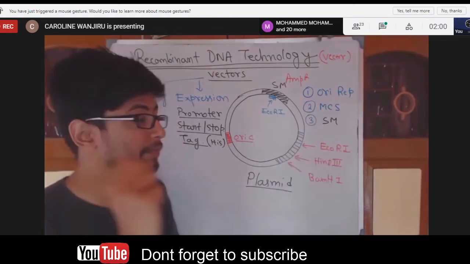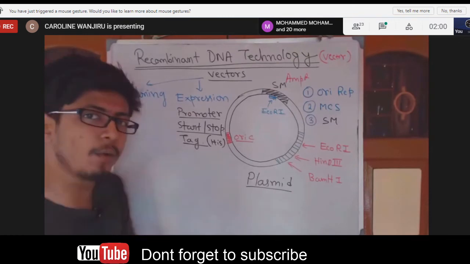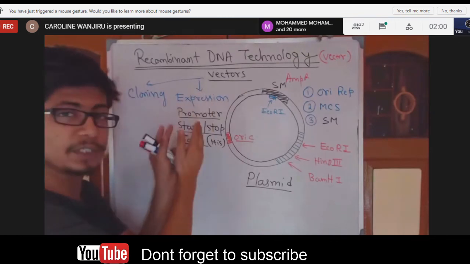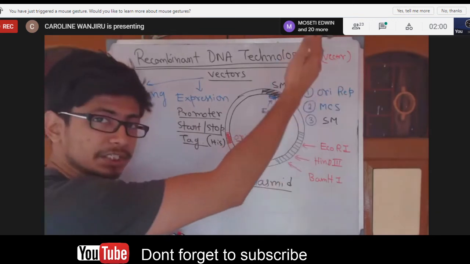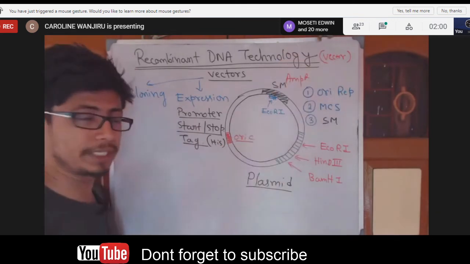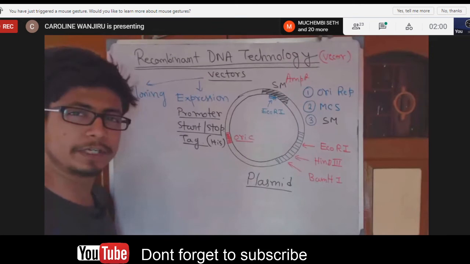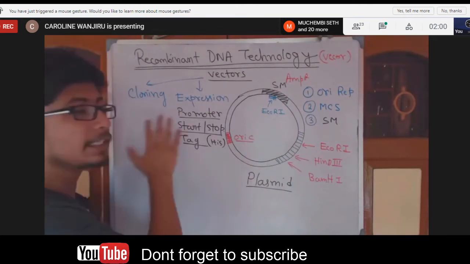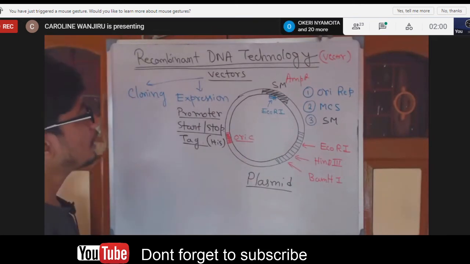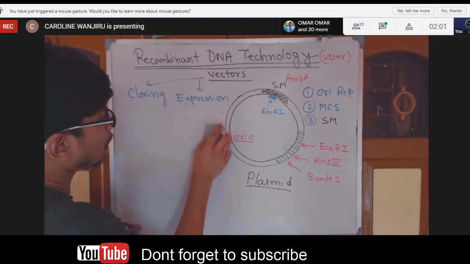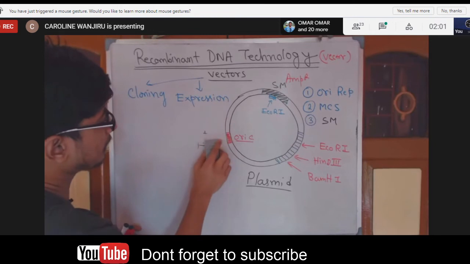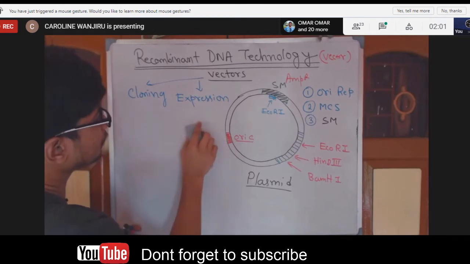These are some other things that are required in an expression vector, along with origin of replication, multiple cloning site, and the selective marker, which is very common for cloning vectors. These are the differences between both of them. Now, I'm not going to talk in detail about the expression vector here; I'll only talk about the cloning vectors in slightly more detail.